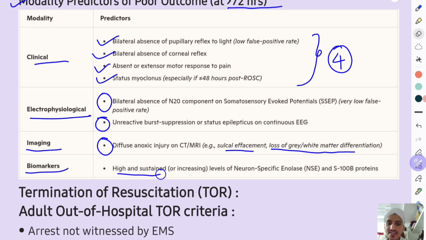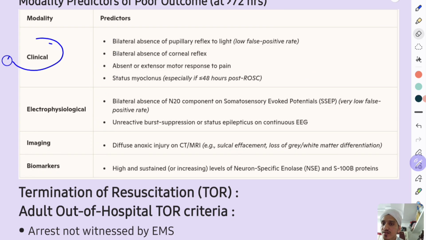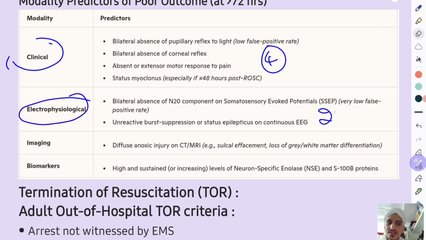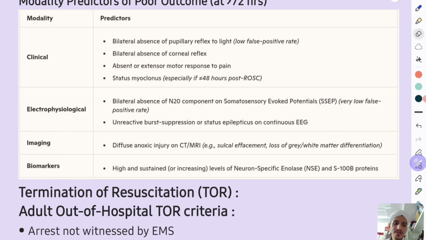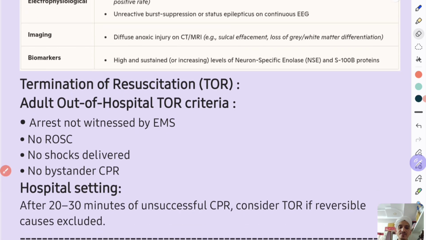Biomarkers, high and sustained or increasing levels. So that means repeated measurements are required. Neuron specific enolase and S100B proteins. So these are the biomarkers. If there are increasing or sustained levels, then that indicates a poor outcome. So these are the tools. These are the clinical tools, 4 things. In electrophysiological studies, 2 things. Imaging and biomarkers. That's about prognostication.